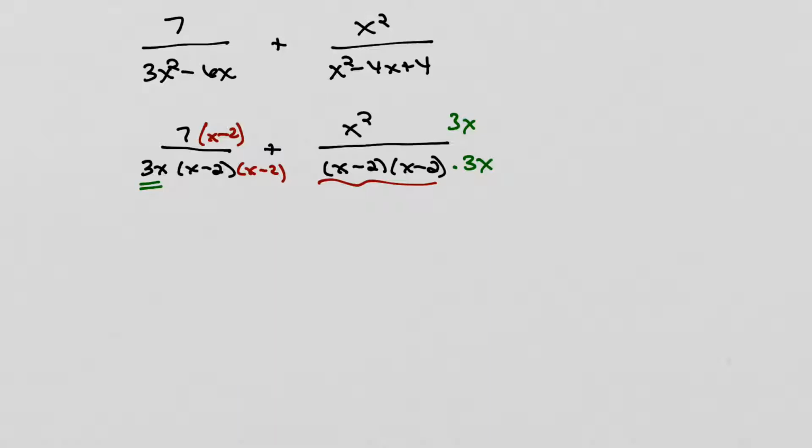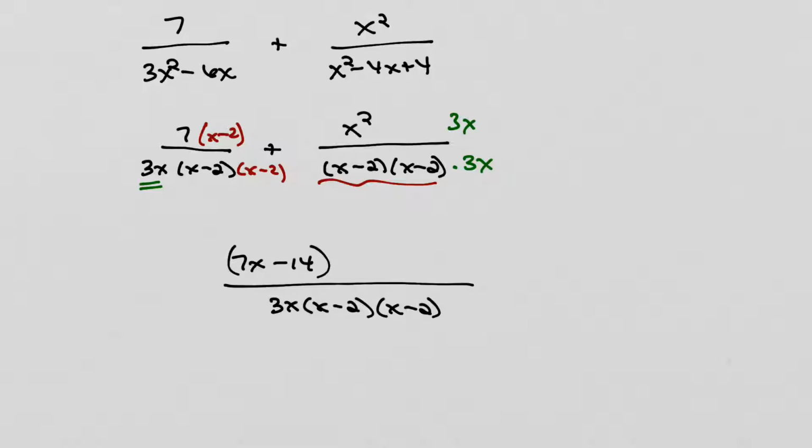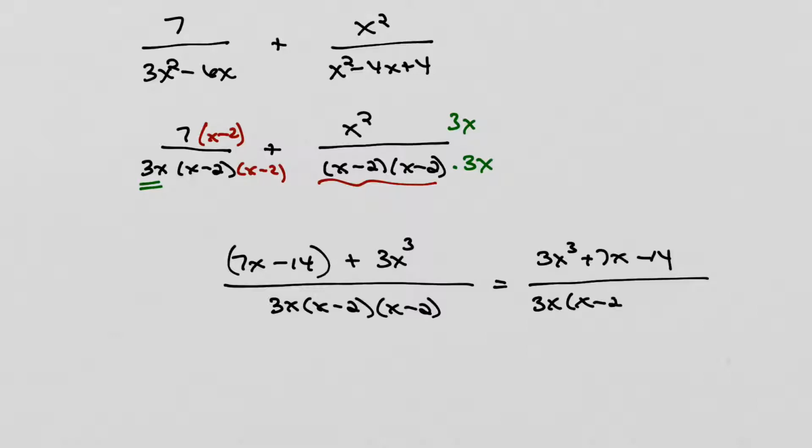All right, so let's see where we are next. We have our common denominator of 3x times x minus 2 times x minus 2. And for the first part, if you multiply the 7 out, you get a 7x and a minus 14. And on the right-hand side, you'll get a 3x cubed. So it looks like we have a 3x cubed minus 7x plus 7x minus 14 all over 3x times x minus 2 times x minus 2.